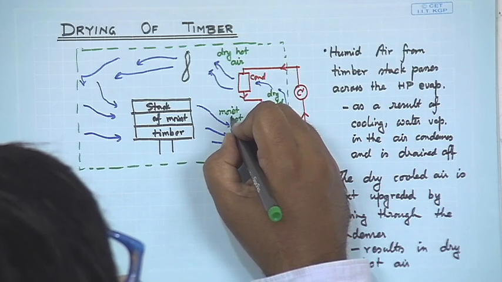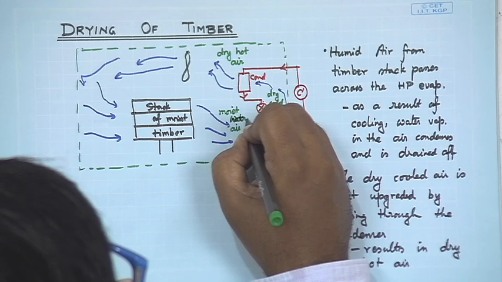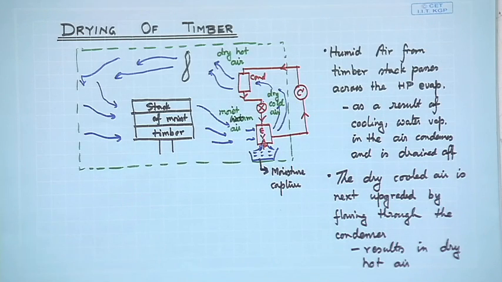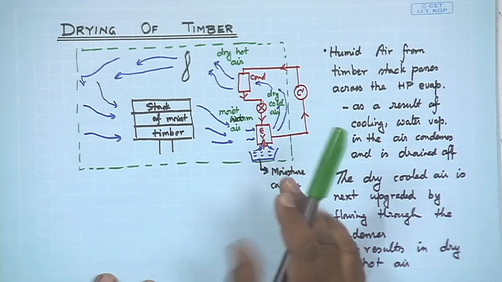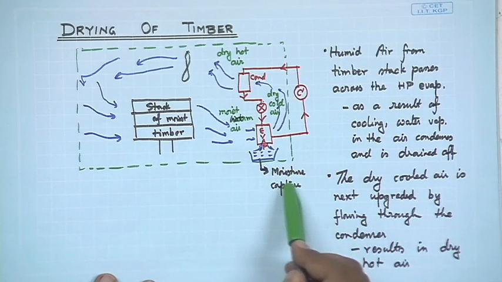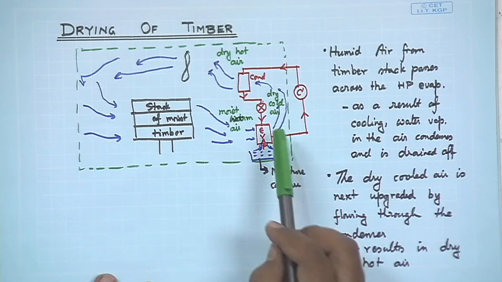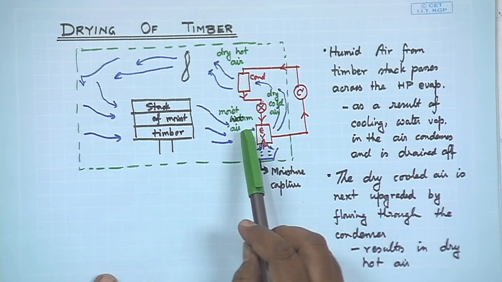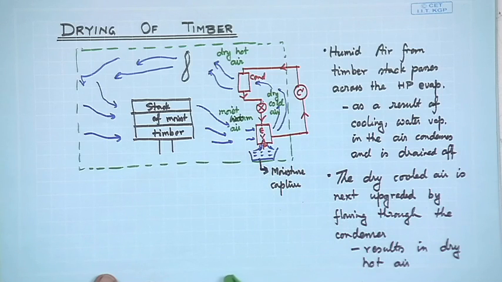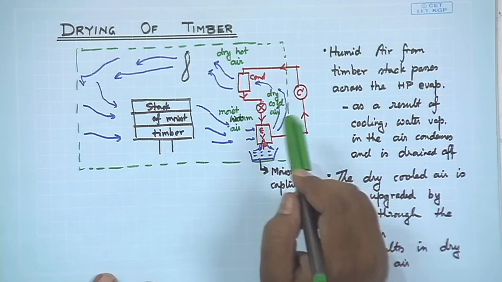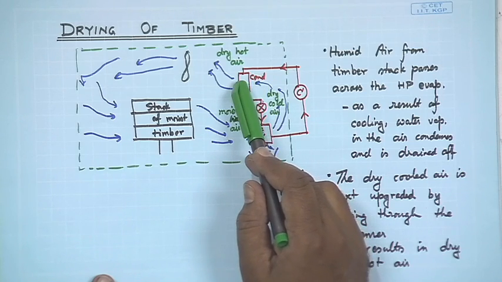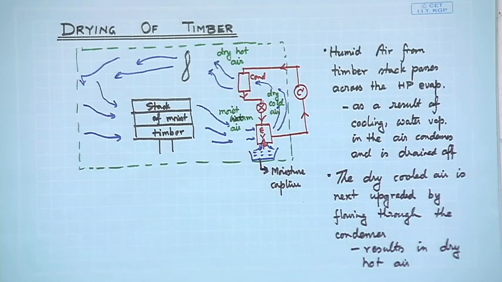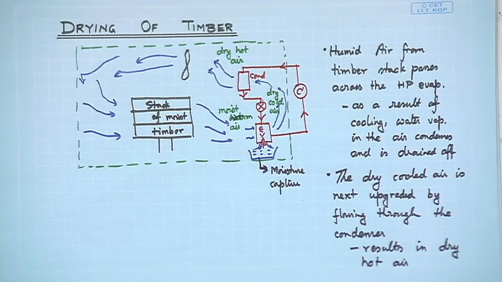Let me correct this and say this is warm air. Okay. It is moist warm air which flows to the evaporator where the temperature cools down to below the dew point. So, the moisture separates out and is captured below, and what comes out of the evaporator is dried and cooled air. So, I have got the dry part, but then I also need to heat it up, which is done by passing it over the condenser, and the output there is dry hot air, which I can use for the drying of my timber.